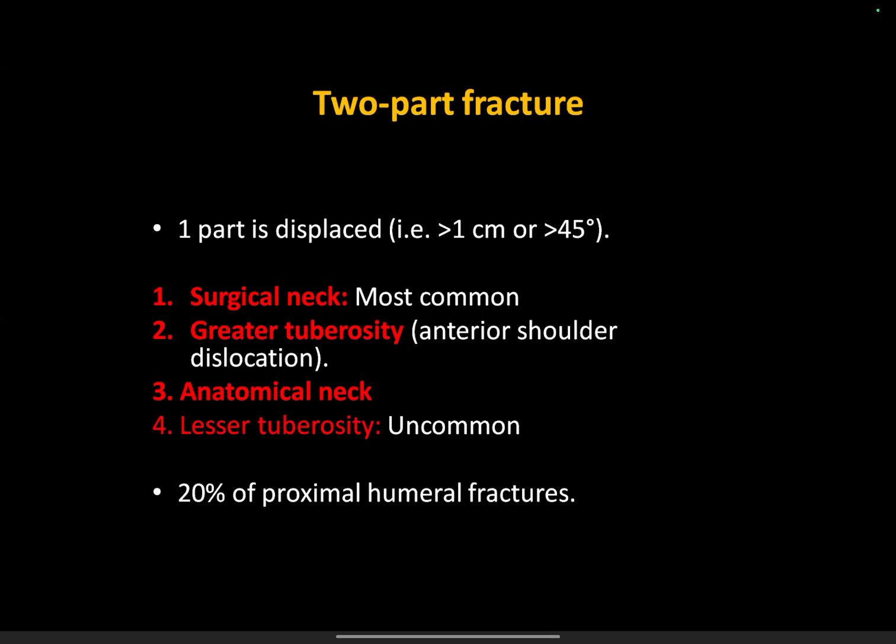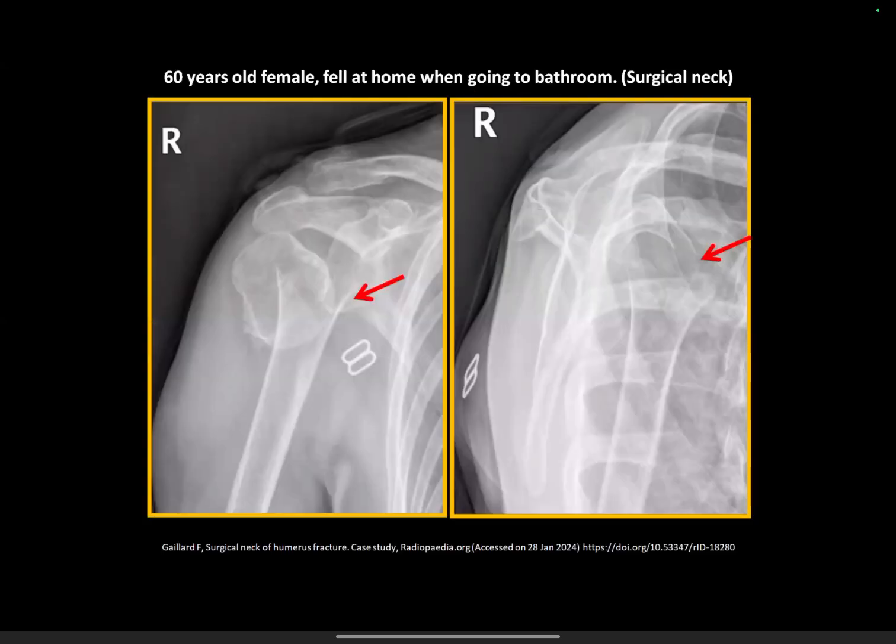Most commonly, it affects the surgical neck, followed by the greater tuberosity, and usually this happens in the setting of anterior shoulder dislocation, followed by the anatomical neck, and uncommonly it involves the lesser tuberosity. These basically make up 20% of proximal humeral fractures.